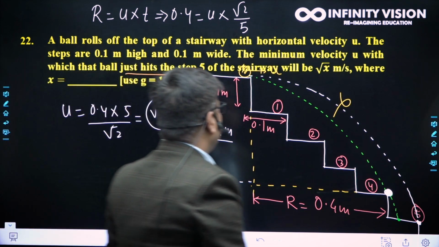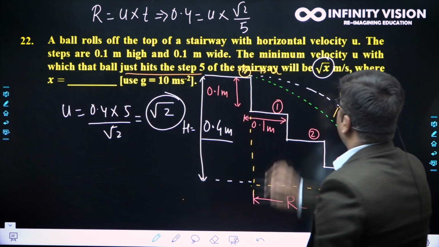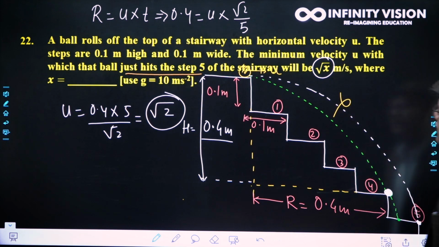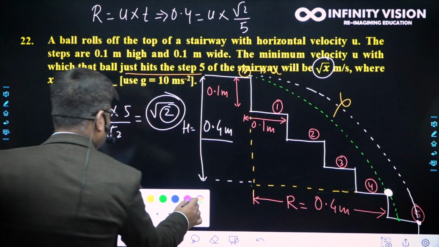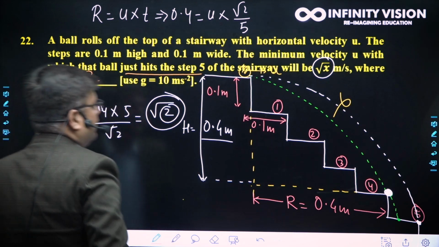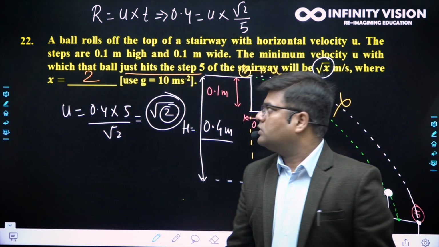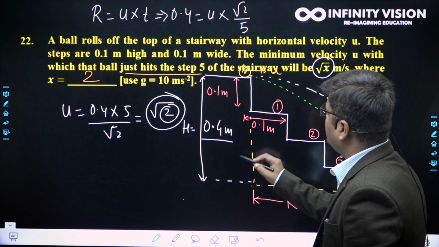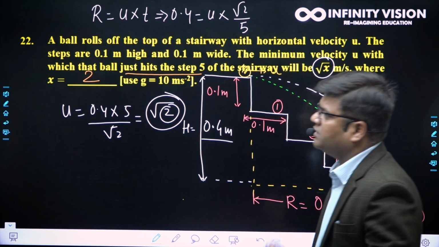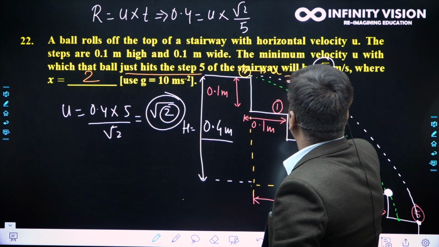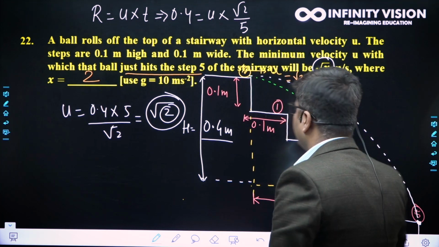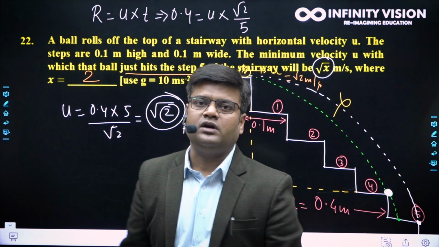In the question they are saying that the speed is expressed as root x meter per second. So clearly the value of x will be 2. So here the answer will be 2. The correct answer is 2, and the velocity will be root 2 meter per second. If the ball is rolling from here with a speed of root 2 meter per second, then it will just clear step 4 and will land successfully on step 5.